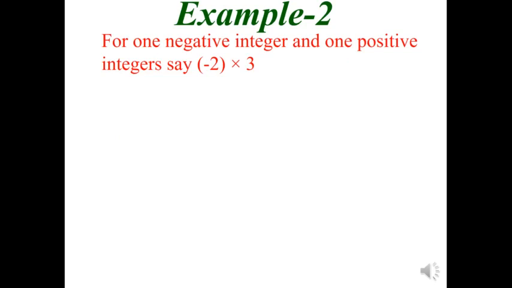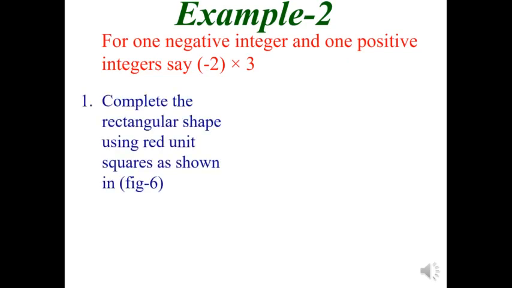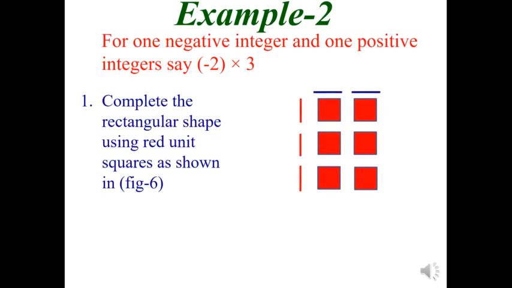Then same example we will continue. So here complete the rectangular shape using red unit squares as shown in figure 6. So this is our figure 6. So we have to complete the rectangular shape using red unit squares. We will take red unit squares because a red unit square represents plus 1. First we have to take positive integers, that means red squares. So here we fill the rectangular shape with 6 red squares.